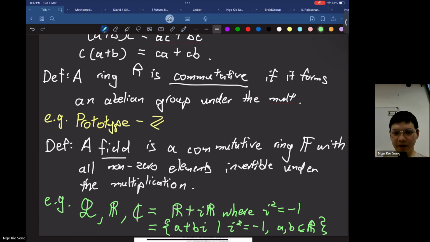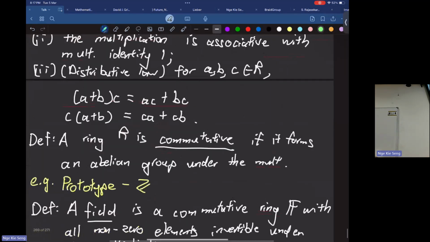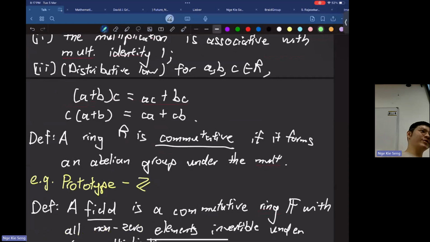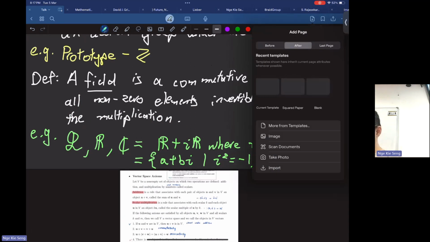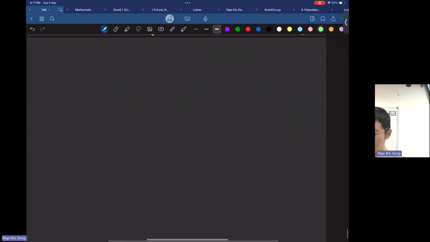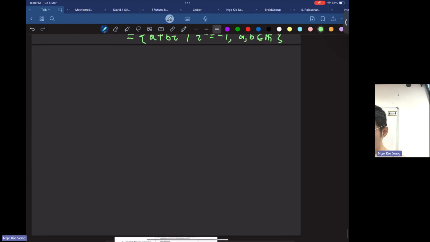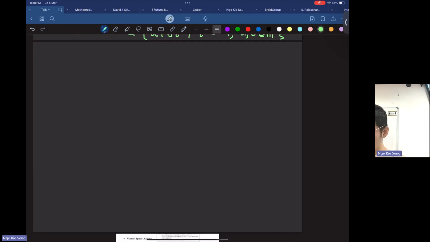Okay, so we have done these: ring, group, field. You should imagine I'm trying to combine these things together. How do I combine them? Let's not go into the axioms first. I'm going to introduce a very important definition for you. At least for physics nowadays, it happens in vector space. So what's a vector space?